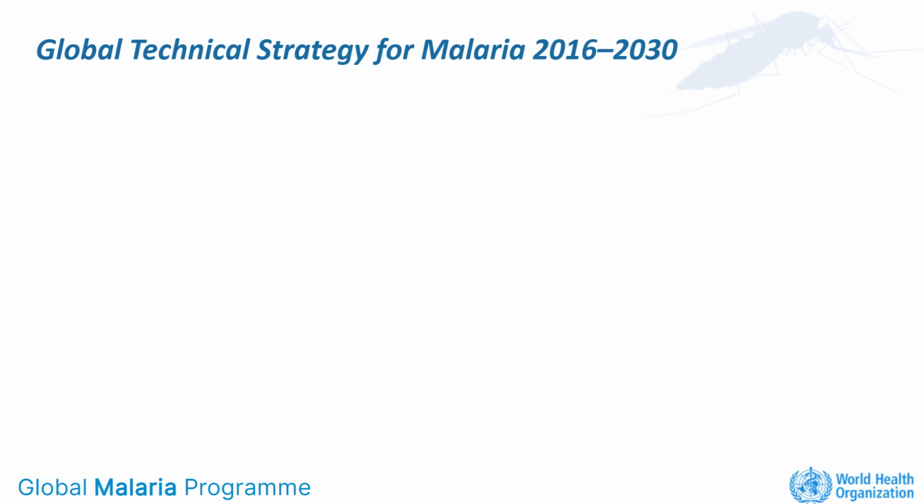Now that we understand the differences between control, elimination, and eradication, let's discuss the current goals and strategies to deal with malaria. The world has a plan to tackle malaria and reduce transmission substantially by 2030, the GTS, which was endorsed by every WHO member state at the World Health Assembly in 2015. The updated version of GTS, endorsed by the World Health Assembly in May 2021, reflects lessons learned in the global malaria response over the last 5 years.